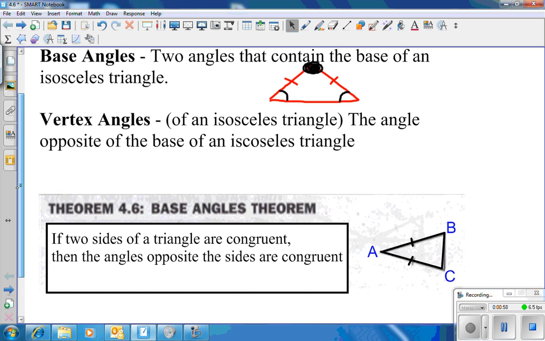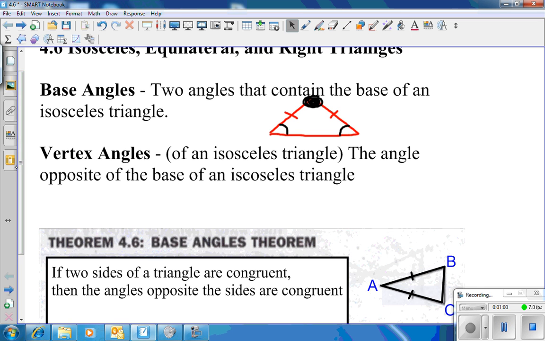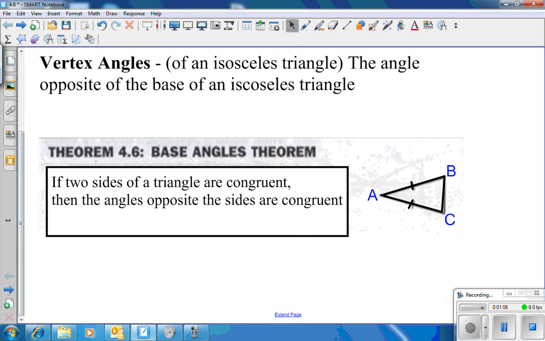Okay, now the theorem below just restates what I've said. The base angles are going to be congruent. So angle B, and what other angle is going to be the same? And angle C. Even though the base is not on the bottom, it doesn't matter. The base is the side that's not congruent.